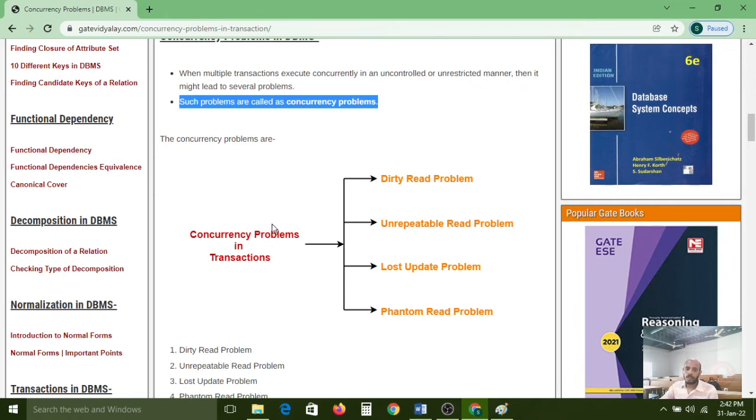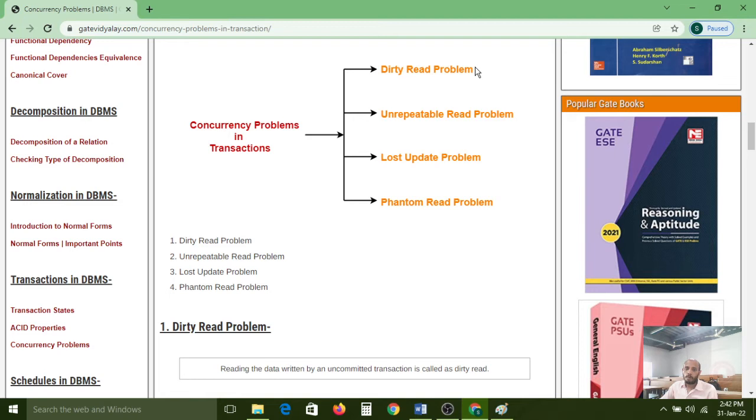What are the concurrency problems? The first one is the dirty read problem. Then the unrepeatable read problem, the last update problem, and the phantom read problem. The first three are enough to learn right now. The last one is not required for now, though it is also one of the problems.